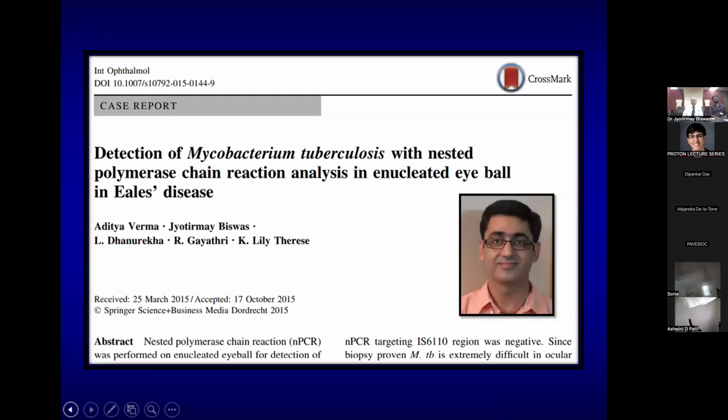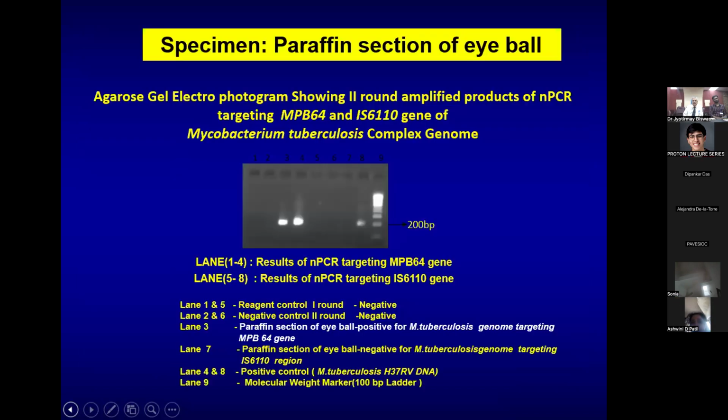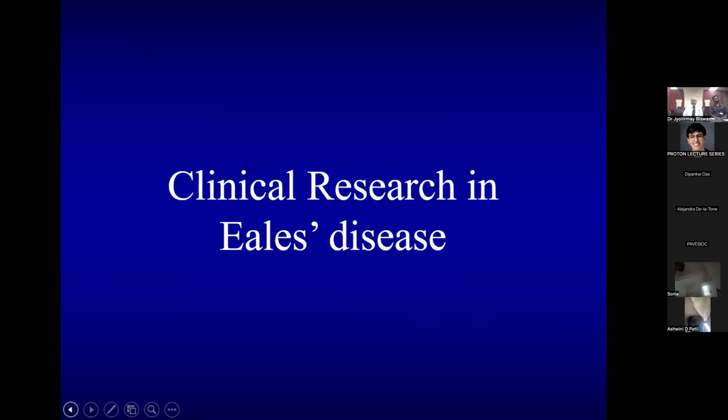We could find an eyeball, which is rare to find in an Eales disease patient, which was enucleated, and paraffin sections from the PCR study showed Mycobacterium tuberculosis DNA. And this is a case of a blind eye of an Eales disease patient which has more Mycobacterium tuberculosis DNA in the paraffin section. We did some clinical research in Eales disease.